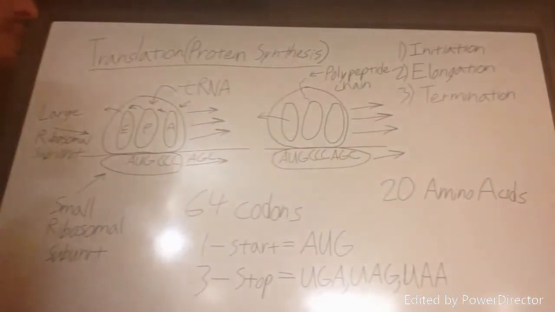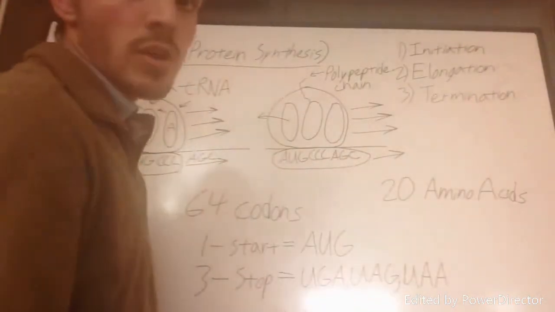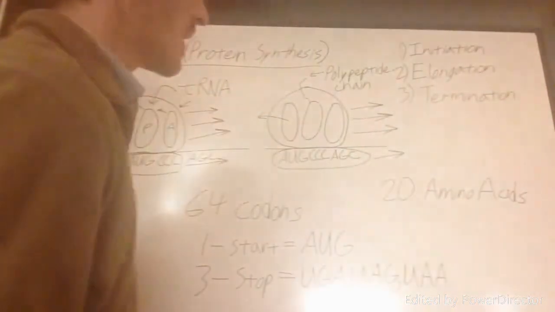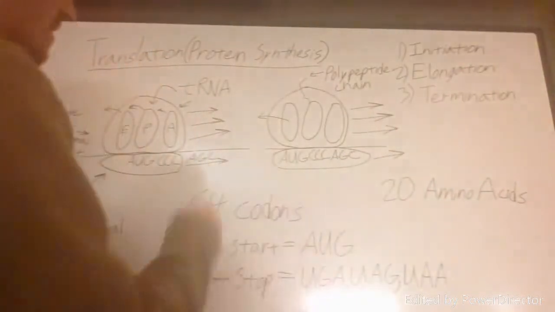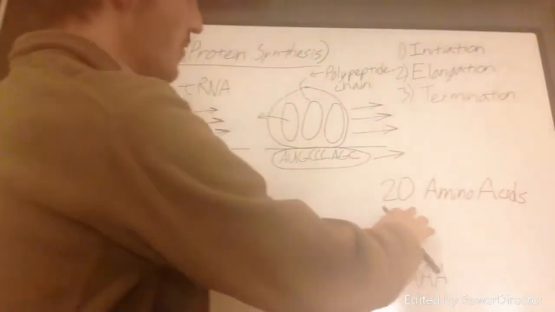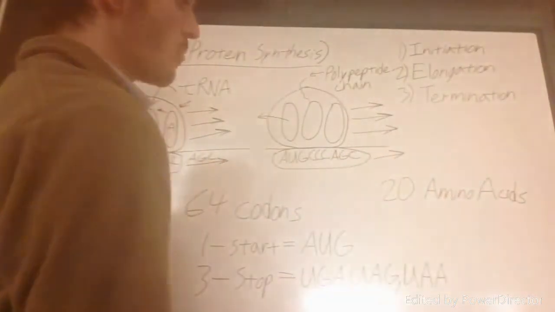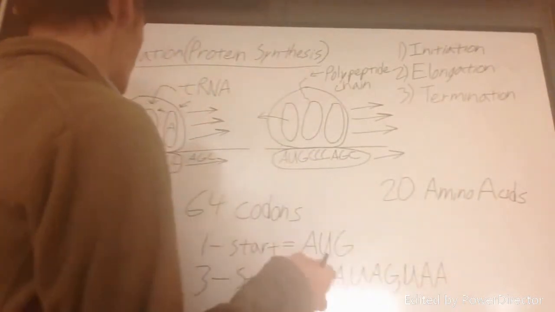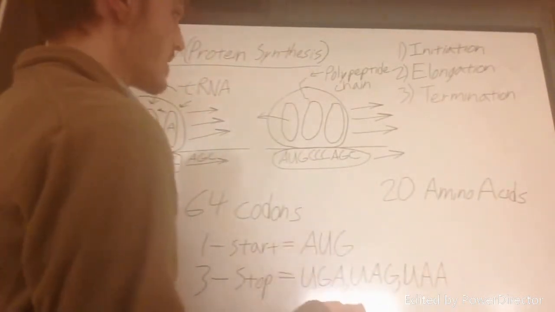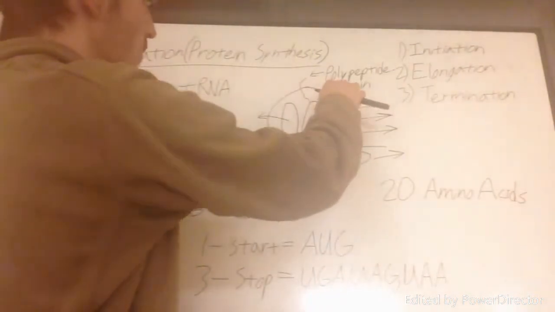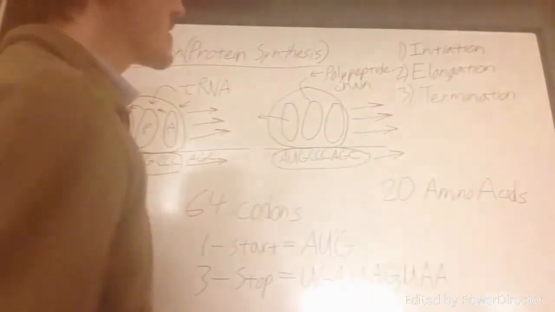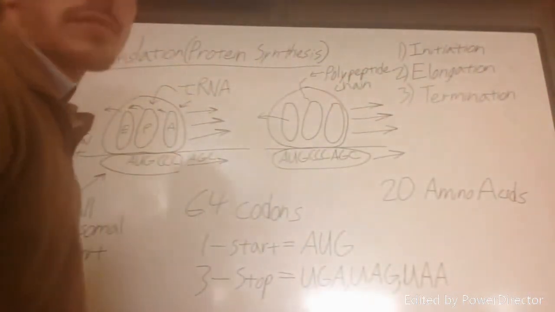Now translation has the same three steps as transcription, which are initiation, elongation, and termination. And there are only 20 amino acids though, when we have 64 codons, so this means the code is degenerate, which means multiple codons can code for the same amino acid. And after we have our polypeptide chain forming proteins, that is the building block of human life.